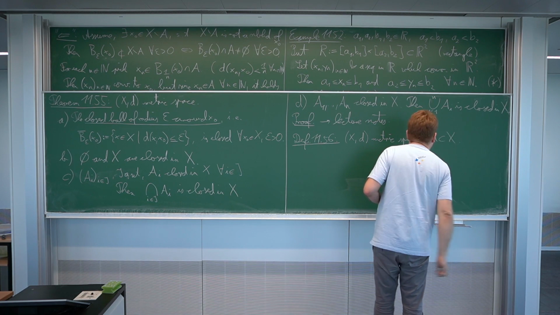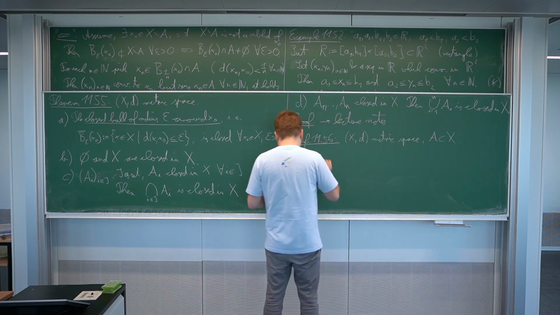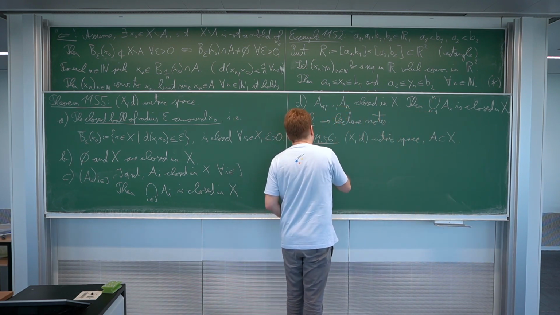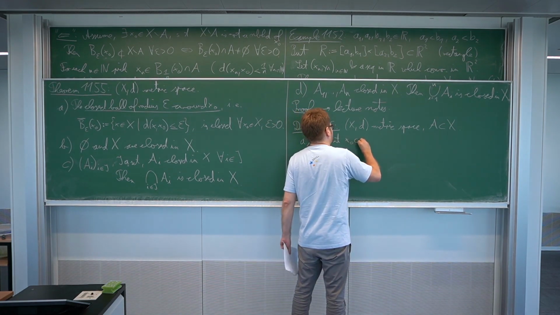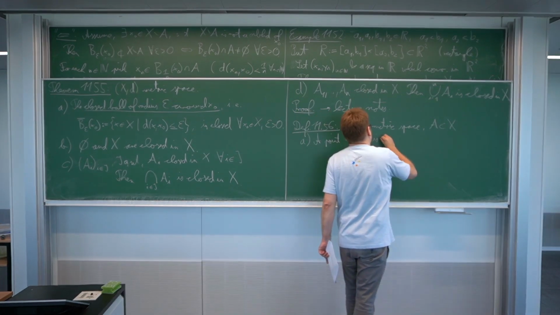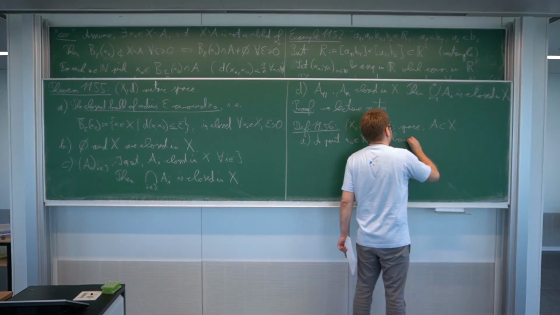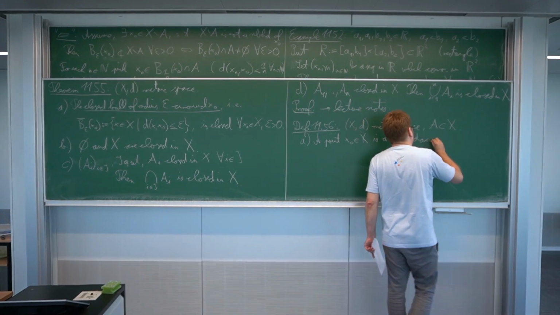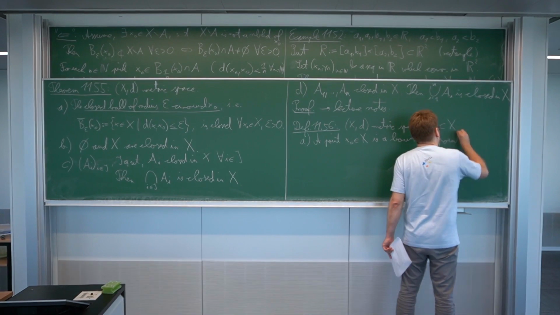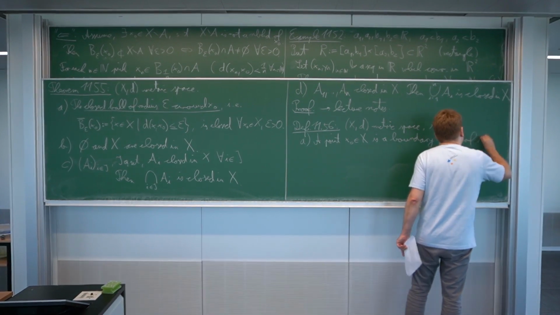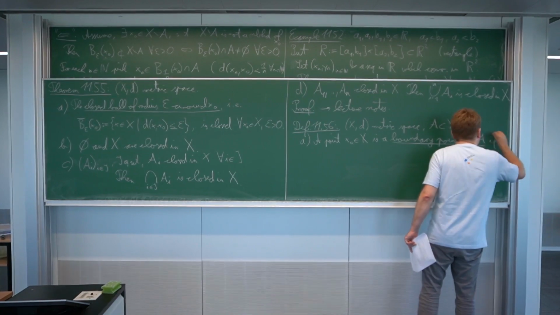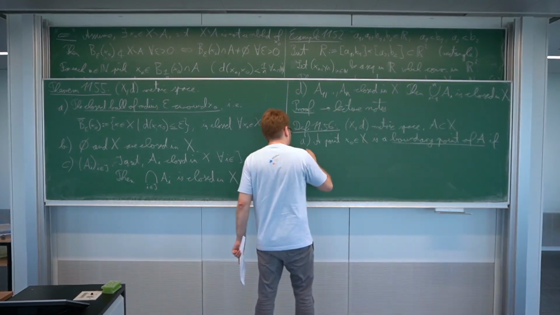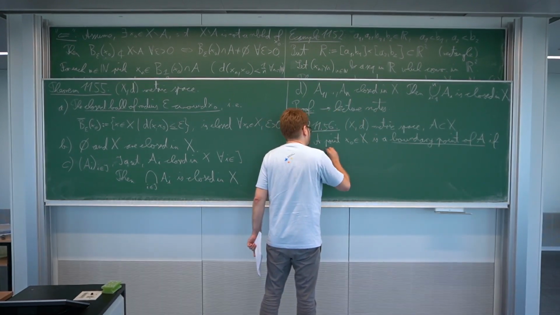Namely, we take a metric space, X and d, and we first take an arbitrary subset A of X. First of all, a point x0, which is somewhere in X, is called a boundary point of A if for all epsilon bigger than 0, we get the following.